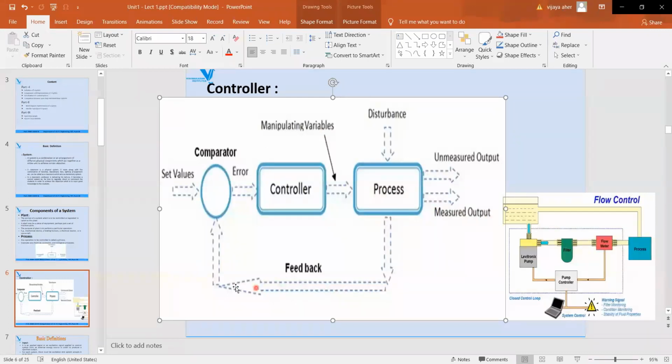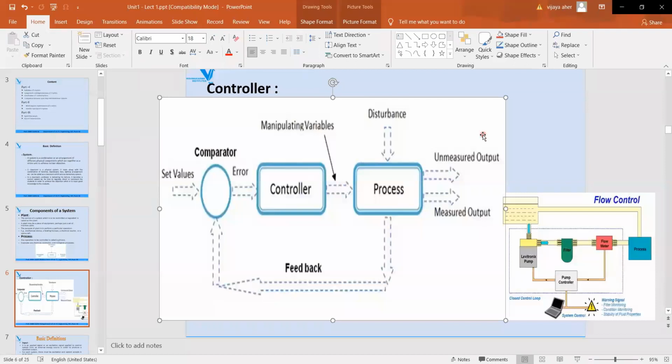and fed back to the comparator. Again, there is a change in the error signal. Accordingly, your controller acts, controlling the manipulating variable. According to the manipulating variable, the process will change. According to that change in the manipulating variable, your measured output comes again to the desired value.